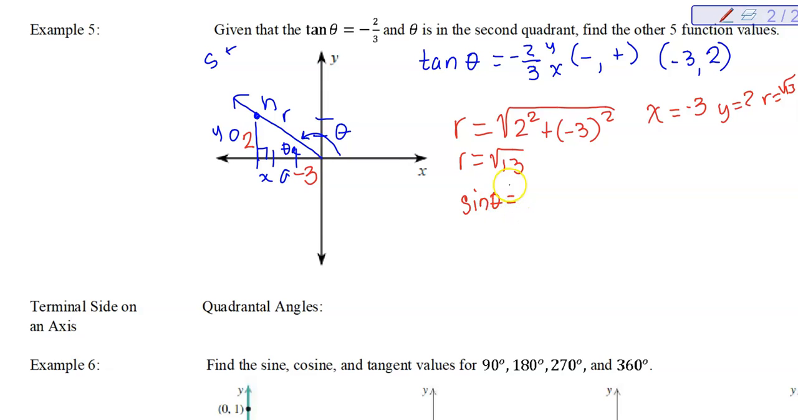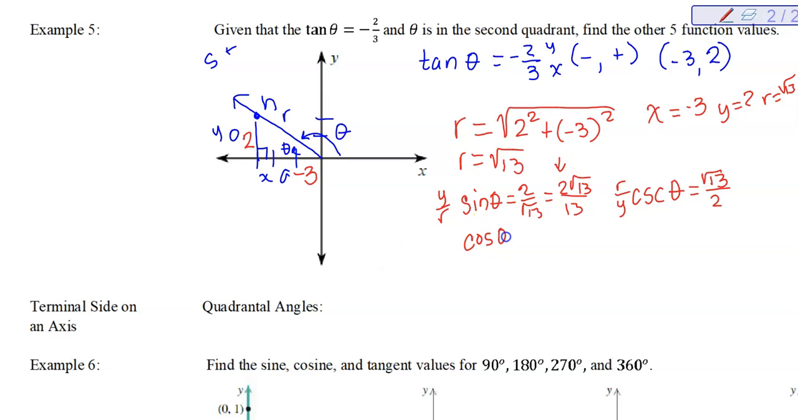So sine theta is y over r, recall, or opposite over hypotenuse. So that's 2 over the square root of 13. I think we can just write that as 2 square root of 13 over 13. And while we're at it, since we have to do the reciprocal functions, cosecant theta would be r over y. So that would be the square root of 13 over 2. Notice sine is positive, by the way, as it's supposed to be.